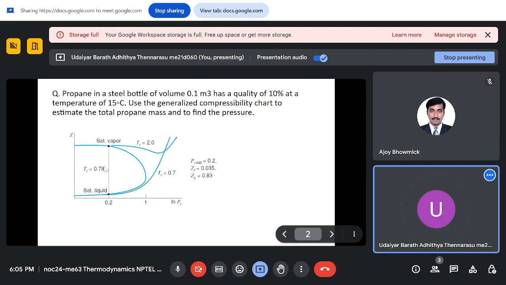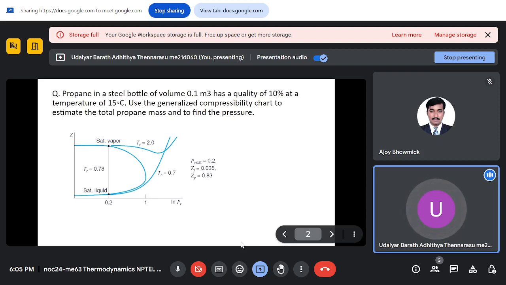For the given condition of PR equal to 0.2, this is a logarithmic curve, and for that the TR is given as 0.78. You have two other lines of reduced temperature plotted: one is 0.7, and another is 2, which signifies twice the critical temperature. So you have a family of curves plotted against Z, and you can use this to find the compressibility factors for a given pressure and temperature.